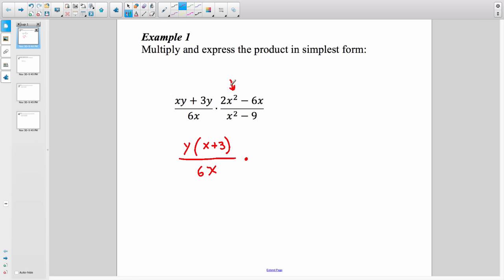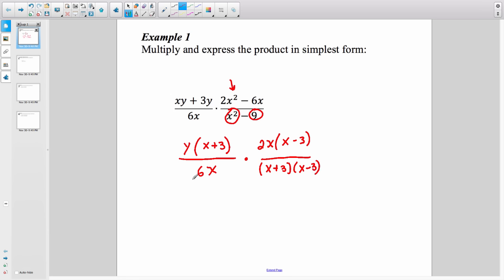How about this guy? GCF looks like 2x, which would give me x minus 3. And then that would go over x squared minus 9. I hope you notice that that is dots, the difference of two perfect squares, x squared and 9. So we could factor that to be x plus 3 and x minus 3.